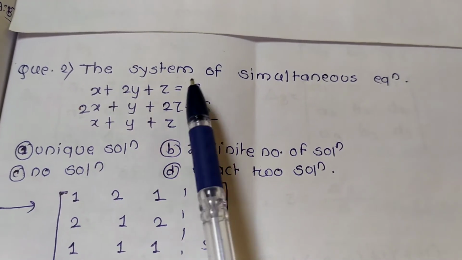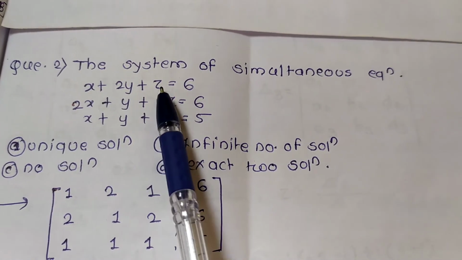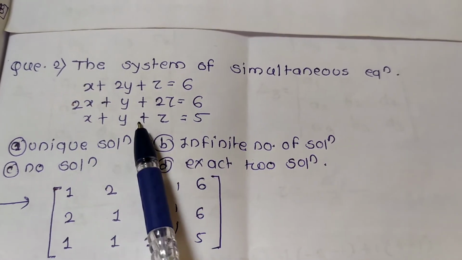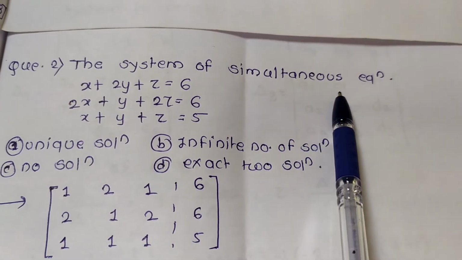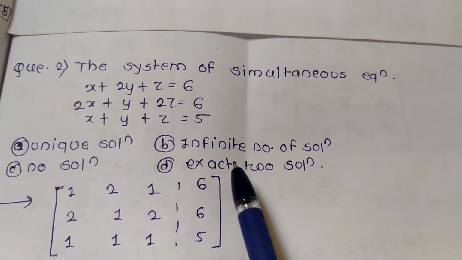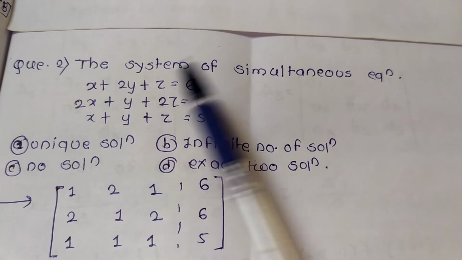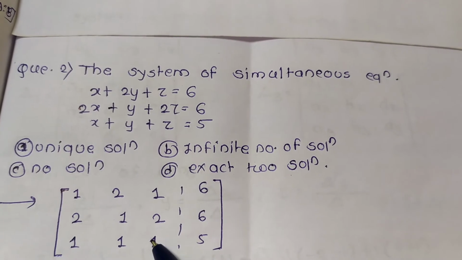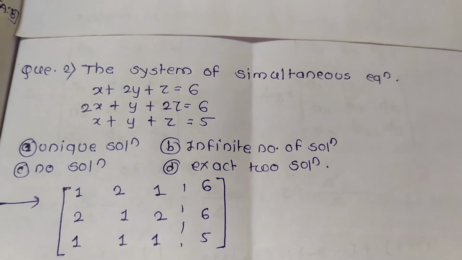Now this is the second question. We are given x plus 2y plus z is equal to 6, 2x plus y plus 2z is equal to 6, x plus y plus z is equal to 5. The options for the simultaneous equations are: unique solution, no solution, infinite number of solutions, exactly 2 solutions. What we have to do? Convert the coefficients of these equations into augmented matrix form, A, B. B is this matrix.